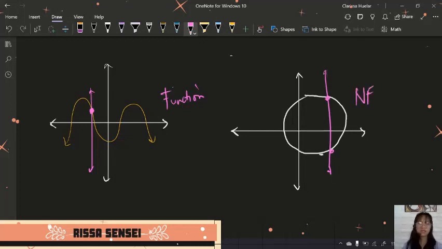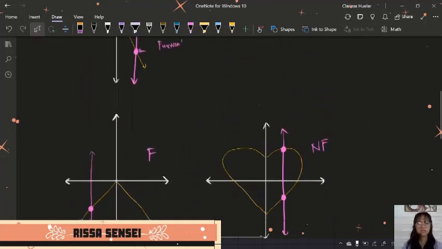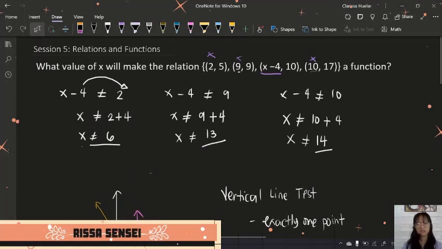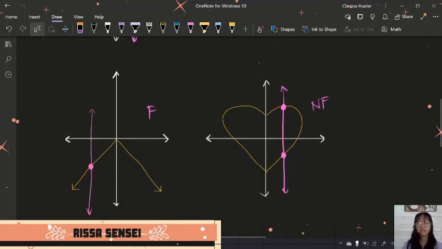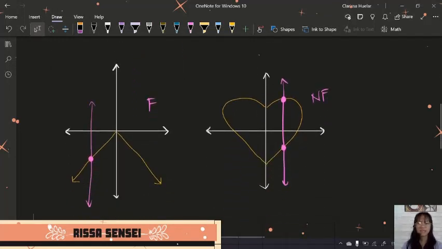So, that's all. Sobrang bilis lang ng ating video. So, I hope na this is very clear to you because this one is the easiest topic, yung pag-identify kung function ba o hindi ang isang graph. Okay? Thank you.